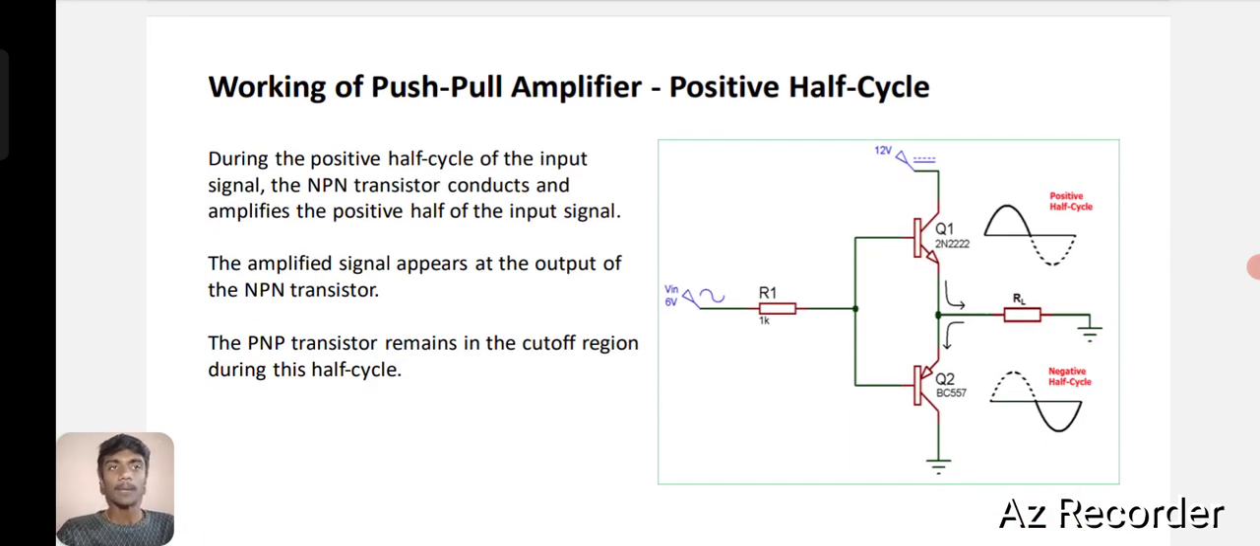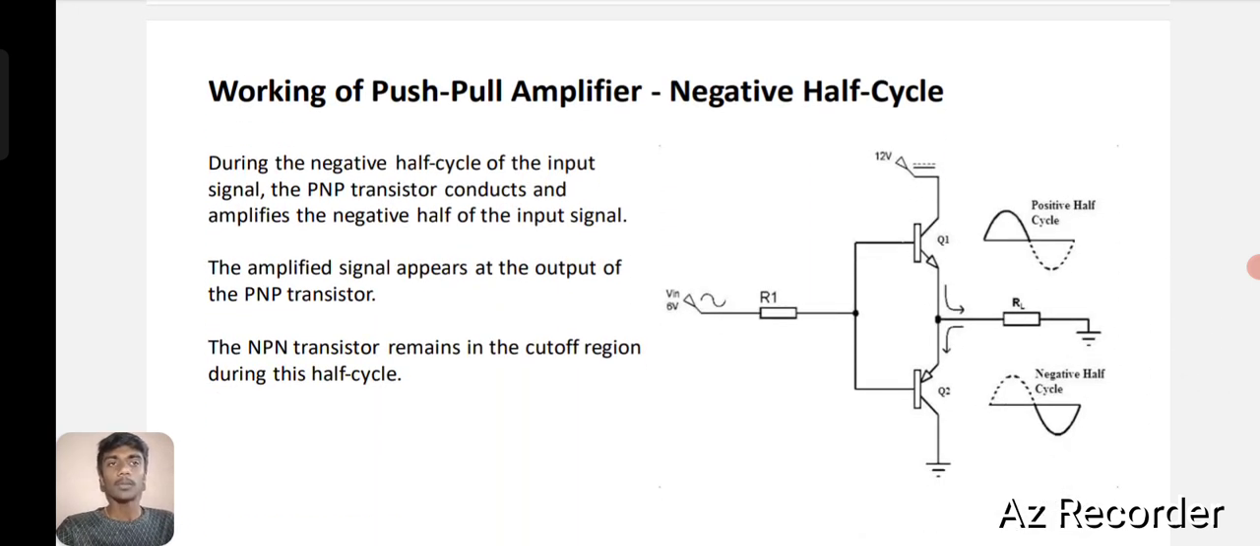Working of push-pull amplifier, positive half cycle. During the positive half cycle of the input signal, the NPN transistor conducts and amplifies the positive half of the input signal. The amplified signal appears at the output of the NPN transistor. The PNP transistor remains in the cutoff region during the positive half cycle. We are using the same PNP and NPN transistors, the same R1 1 kilo ohm resistor and RL, the same as during the positive half cycle.